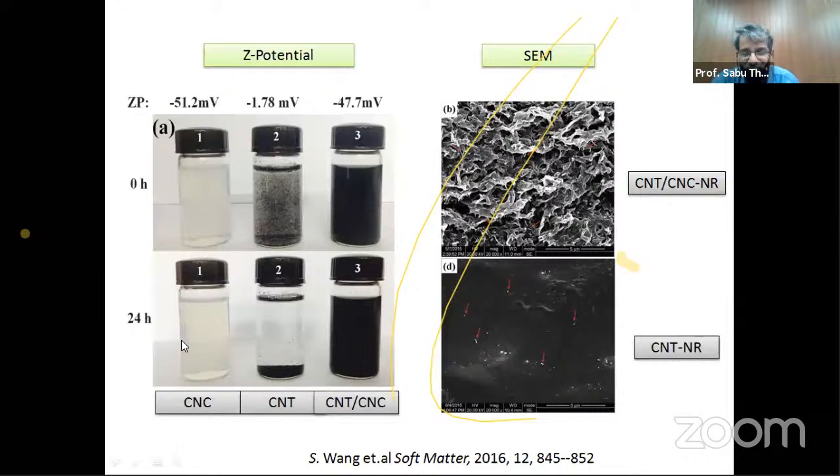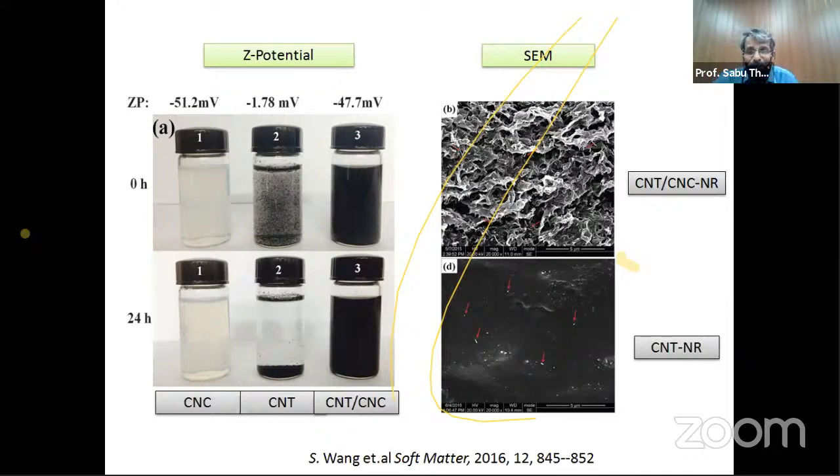It is very, very stable. You know what Professor Wang and group did? They tried to understand what will happen if you mix them together. Nanocellulose and CNT together. So Professor Wang and group took a 50-50 ratio, nanocellulose and CNT together. You see, it is very, very stable. Doesn't settle down, the mixture. So Professor Wang and group suggested that when you mix them together, you can make wonderful material.